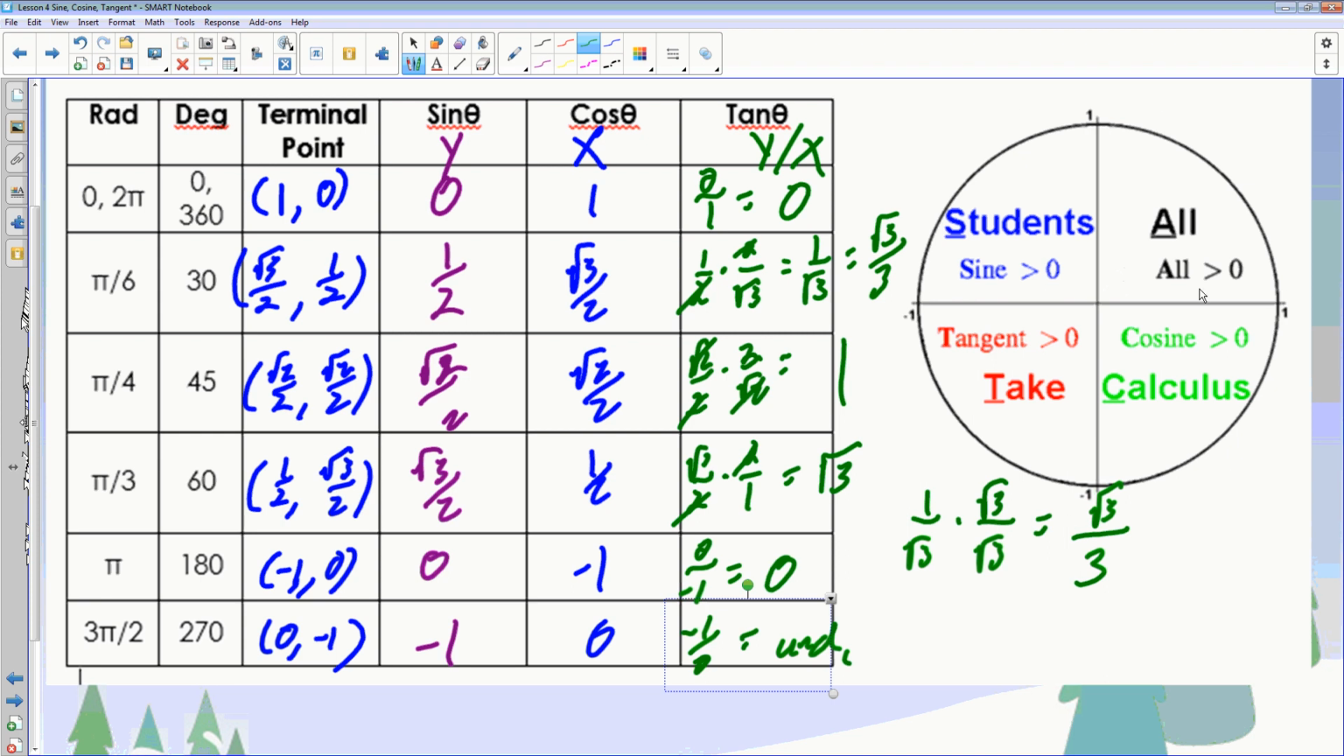This over here is a tool to kind of help you out. It's an acronym: All Students Take Calculus. Now, that's not necessarily a true statement, but you can definitely use it to help you out. What it basically tells you is that in the first quadrant, every single function, sine, cosine, tangent, is always going to be positive, greater than 0. In the second quadrant, any sine that you take is going to be positive. In the third quadrant, any tangent you take is going to be positive. And in the fourth quadrant, any cosine you take is going to be positive.